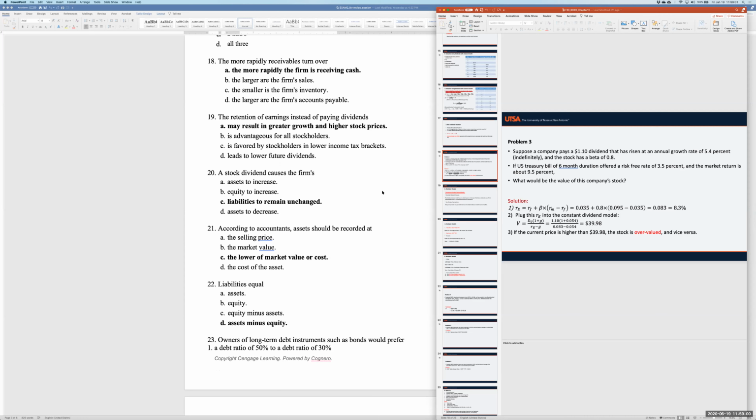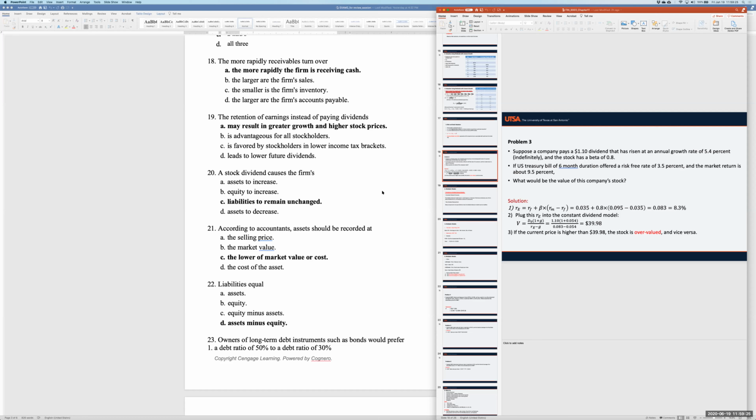Okay, let's go to 19. The retention of earnings instead of paying dividends may result in greater growth and higher stock prices. The retention of earnings means the company doesn't pay any dividend, and the company just keeps the earnings in the company on the balance sheet and doesn't pay any dividends.